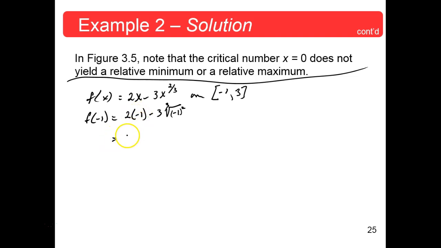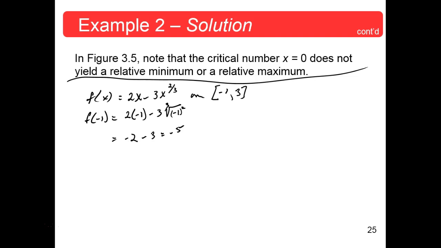2 times -1 is -2 minus, and what's the cube root of -1 squared? What is -1 squared? 1. Cube root of 1 is? So -3 times 1 is? -3. So this comes out being -5. Okay, we have one endpoint value.